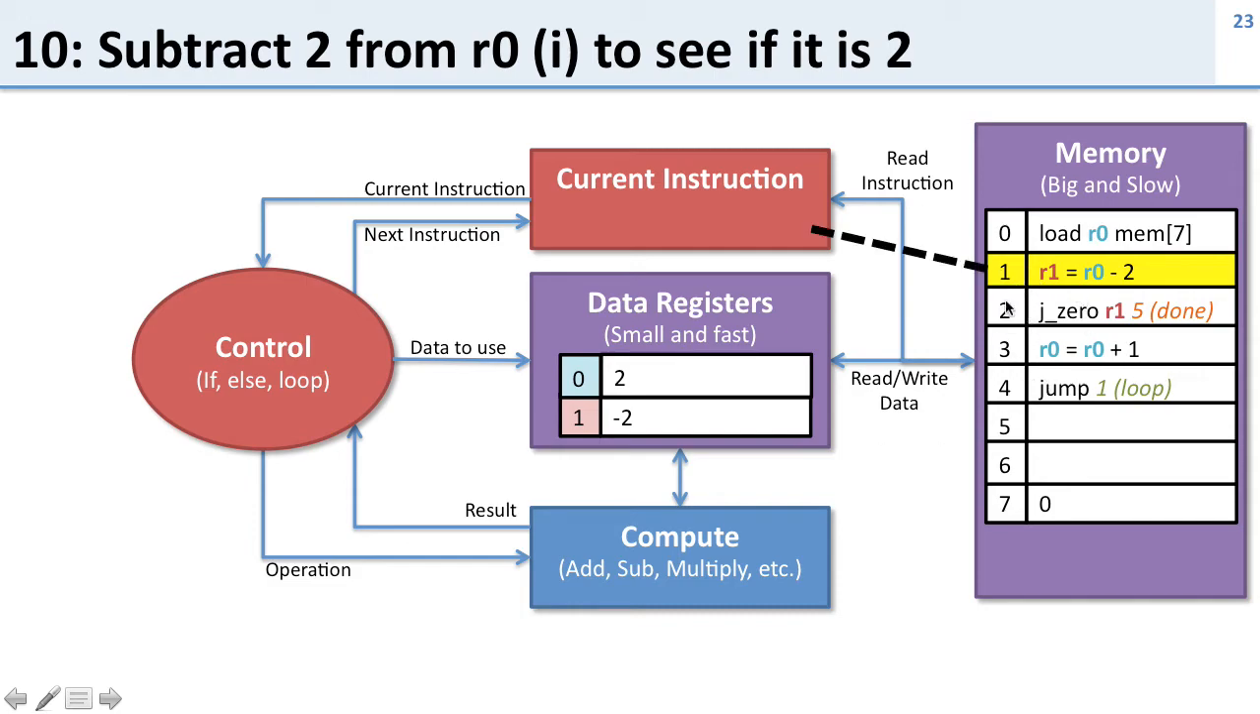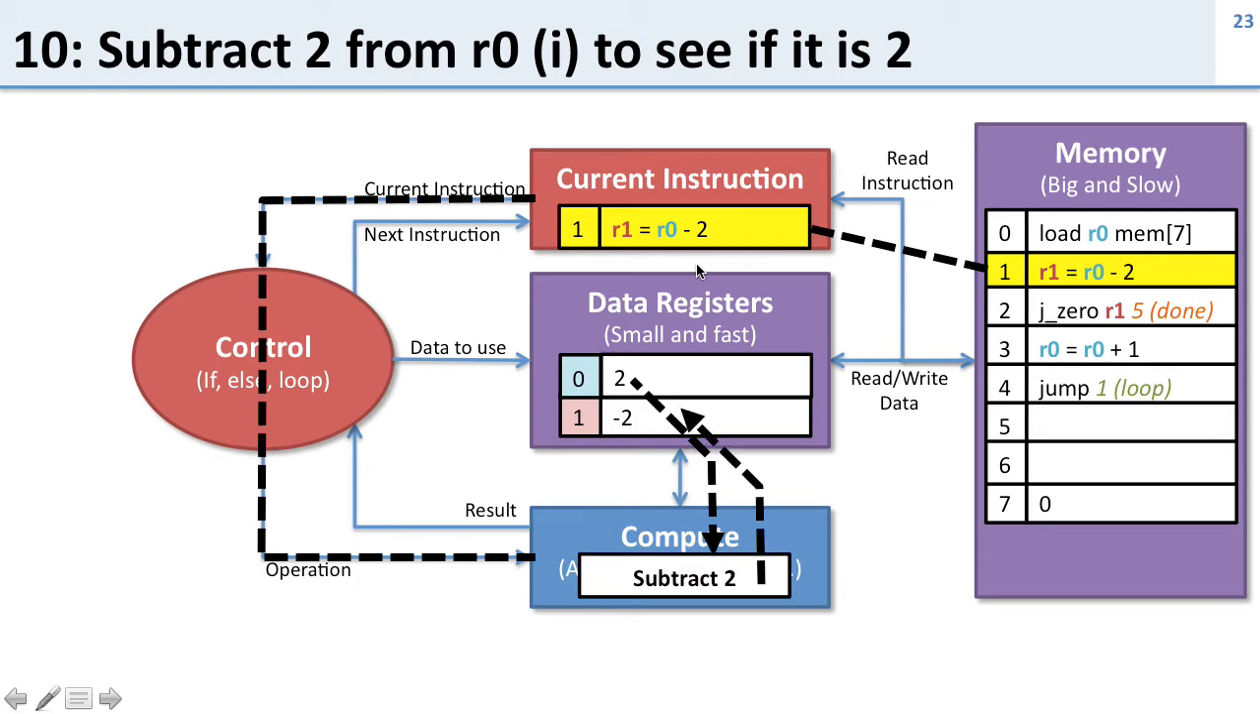So we've gone around the loop 2 times now. Instruction 1 is going to say subtract 2 from R0 and put it in R1. So we go ahead and do the subtract. We get 0. Now R1 is 0. If you remember what's happening, something different is probably going to happen now.